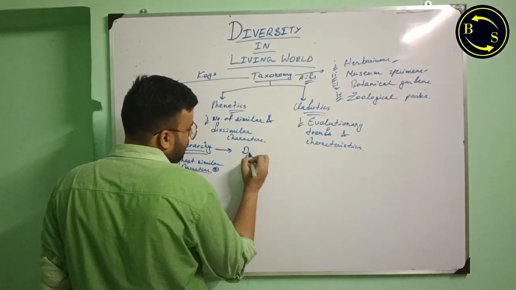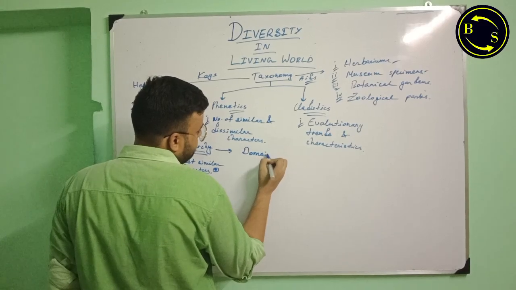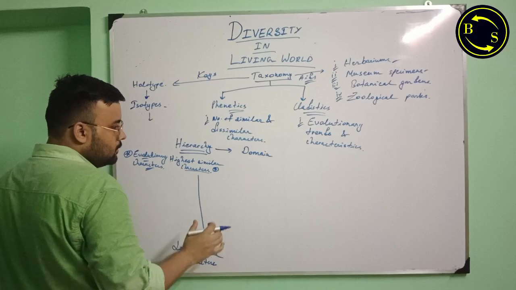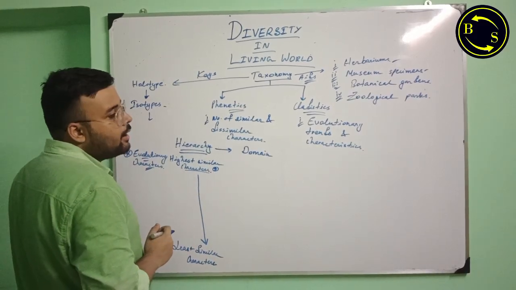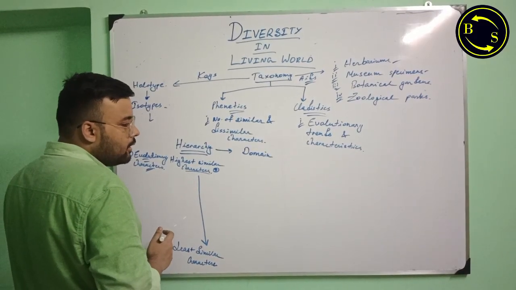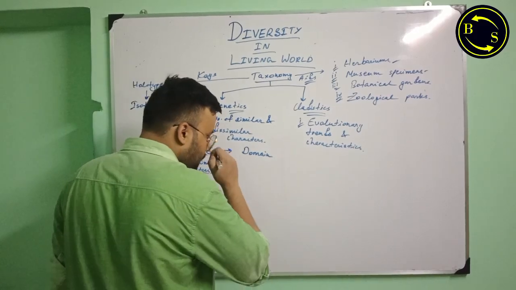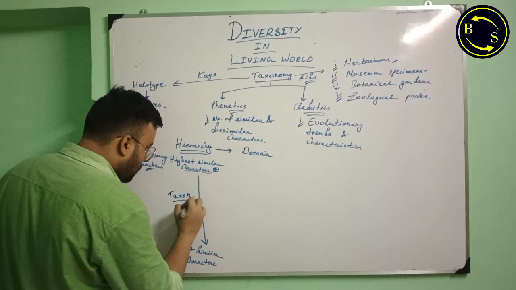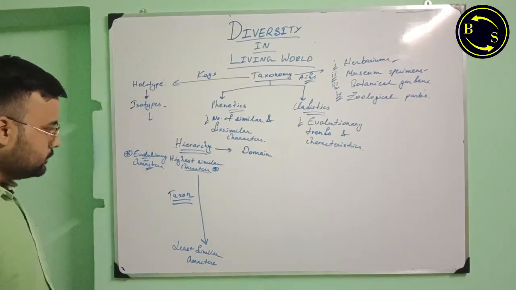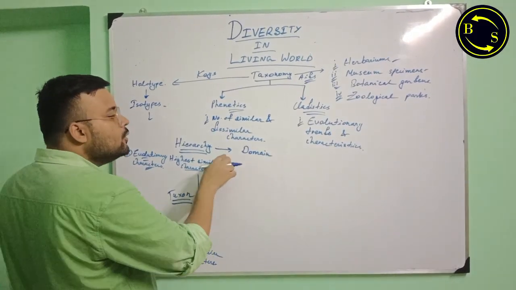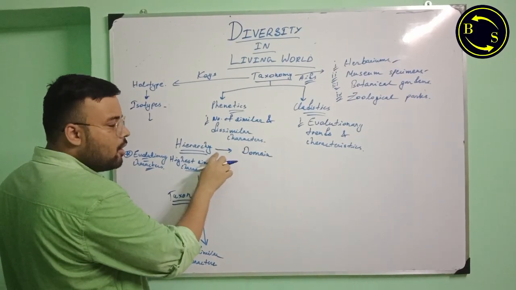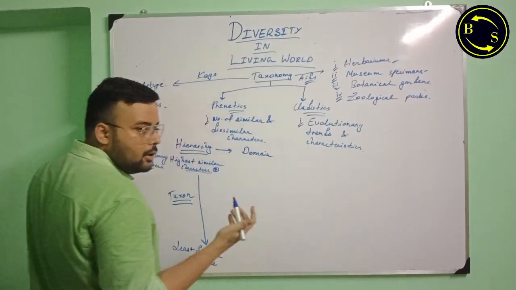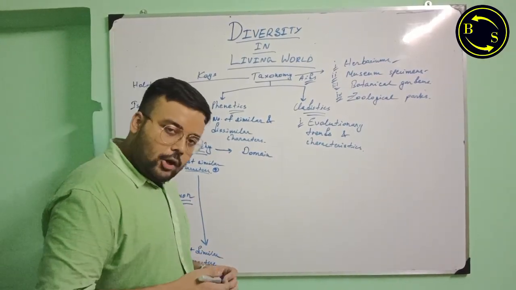First we have domain. Now, what is a domain? Domain is the largest unit of hierarchy. Now, all these units of hierarchy are known as taxon. Okay, like domain. Domain is a unit of hierarchy or a key of hierarchy. Domain is a taxon. So, dogs are made up of eukaryotic cells.